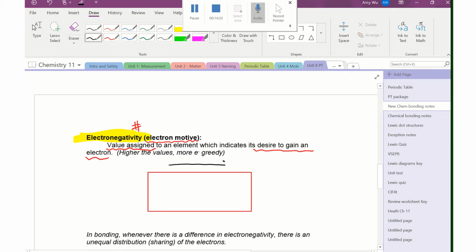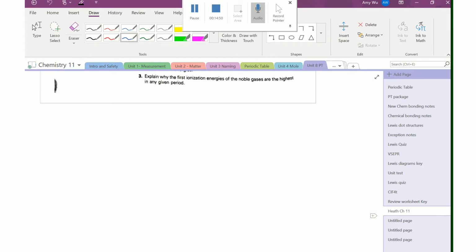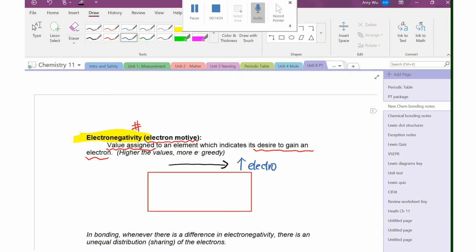So from left to right, across this side, we have an increasing trend in electronegativity. And vertically, in a column, the electronegativity increases as we go from bottom to top. Okay?